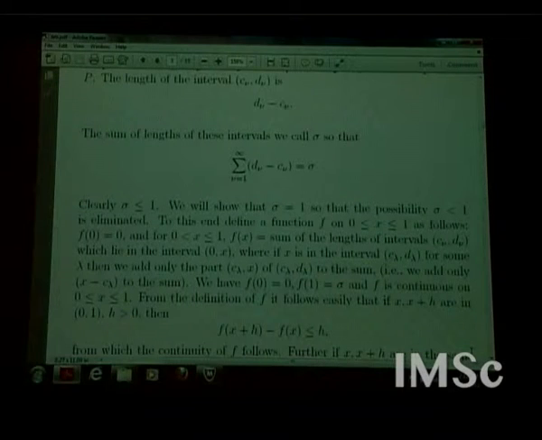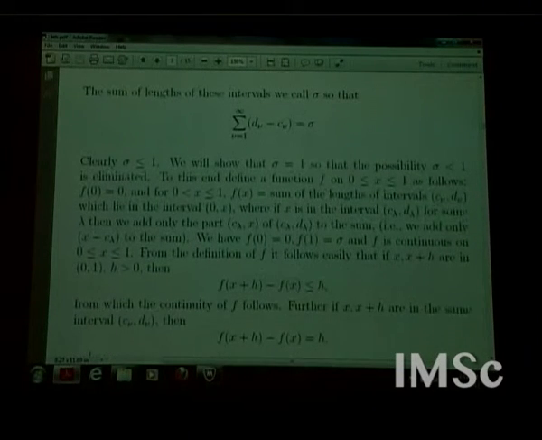That means countable additivity of interval lengths over intervals, which is what Sundar and others prove, and every single book on measure theory has to prove that. They prove it by Borel's method, but look at his method. The possibility of sigma less than 1 is eliminated. To this end, we define a function f on [0, 1] as follows.